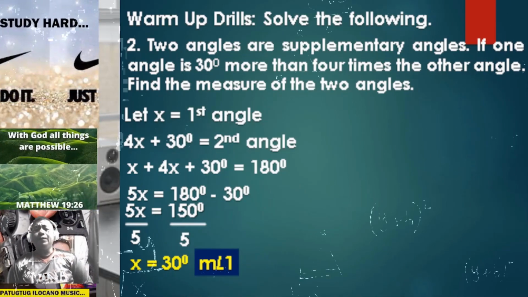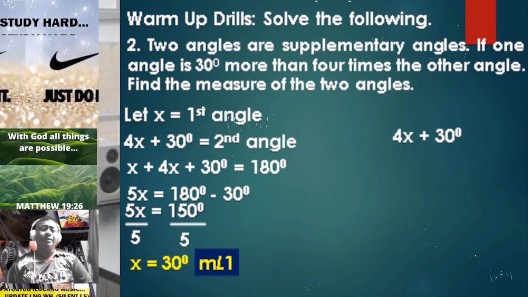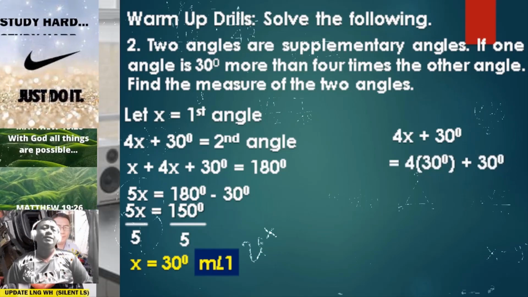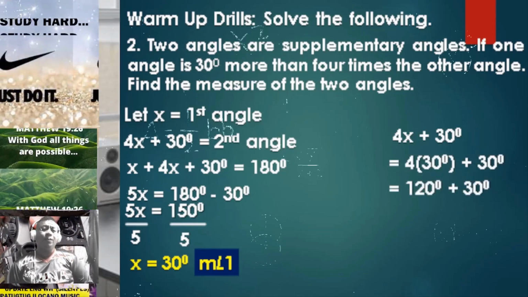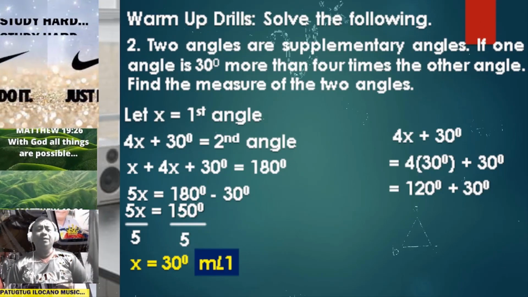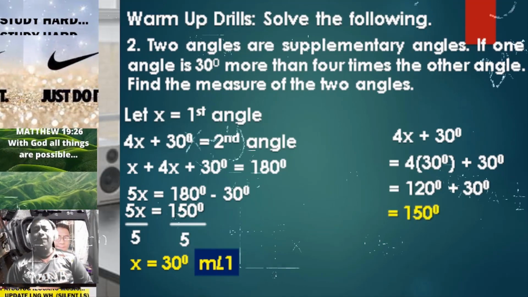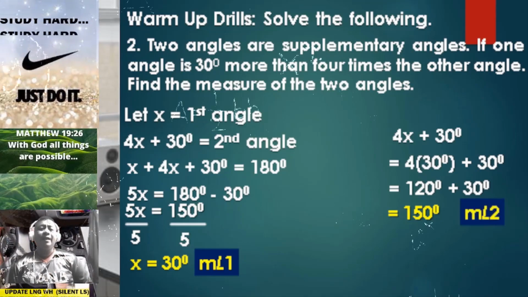Substituting the value of the first angle into 4x plus 30 degrees, we have 4 times 30 degrees plus 30 degrees, which is equal to 120 degrees plus 30 degrees, which is simply equal to 150 degrees. This is simply the measure of angle 2.